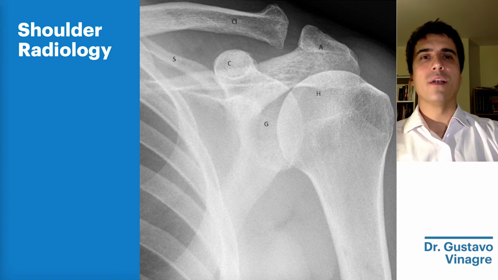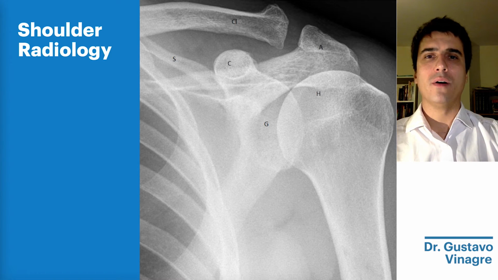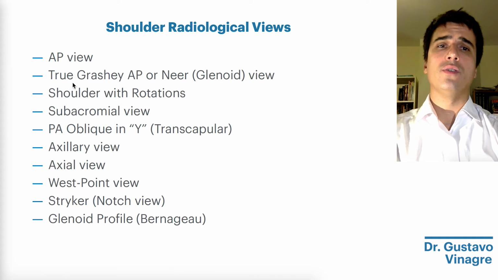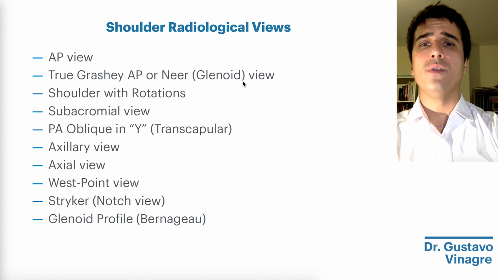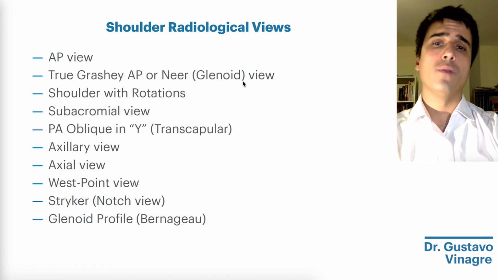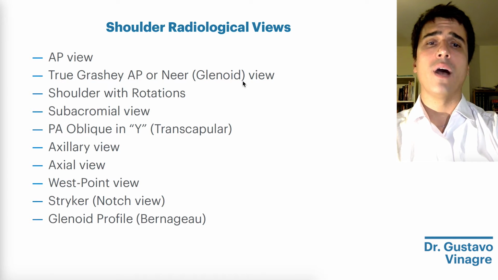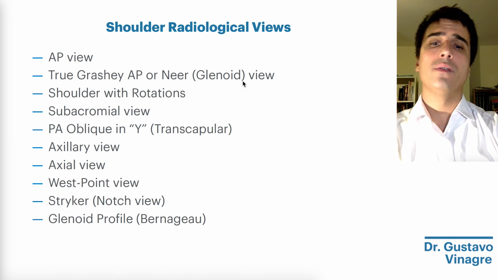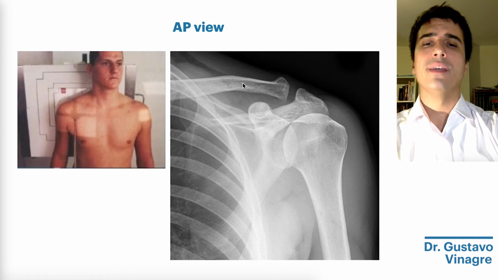I'm Gustavo Vinagre and I'm here to talk to you about shoulder radiology. So, we're going to see some shoulder radiological views: the AP view, the true Grashey AP or neer glenoid view, the shoulder with rotations, the subacromial view, the PA oblique in Y or transscapular view, the axillary view, the axial view, the West Point, the Stryker notch view, and the glenoid profile or Bernageau view.